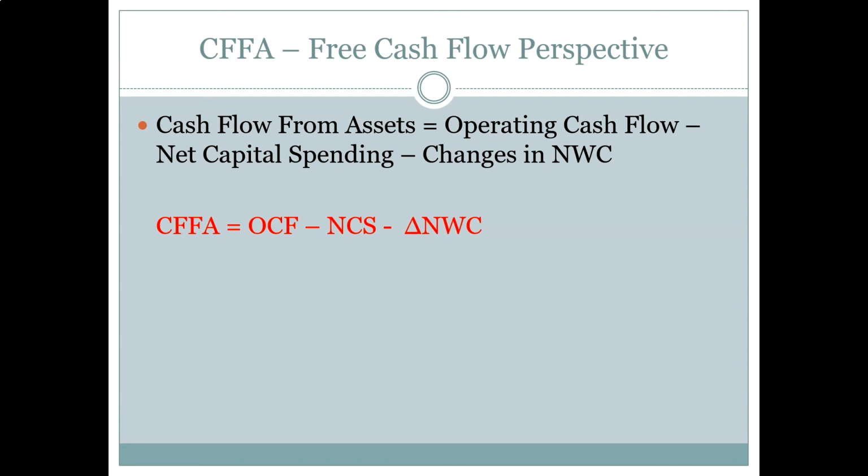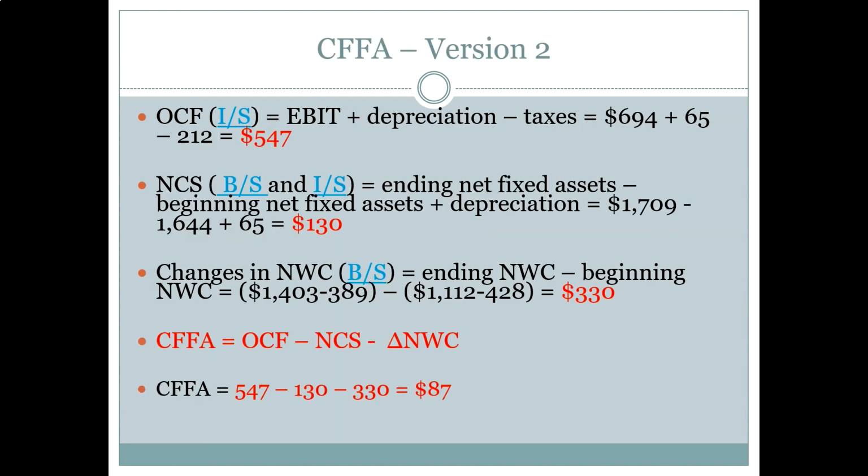This is the part that describes the cash as we operate the business and make investments on a day-to-day or year-to-year basis. So operating cash flow minus net capital spending minus the change in net working capital. And again, all of these things come from the balance sheet and the income statement in some way. Operating cash flow is EBIT plus depreciation minus taxes, and these all come from the income statement.